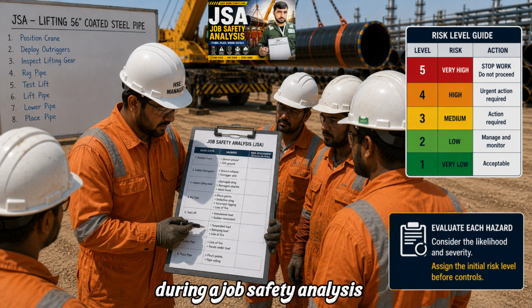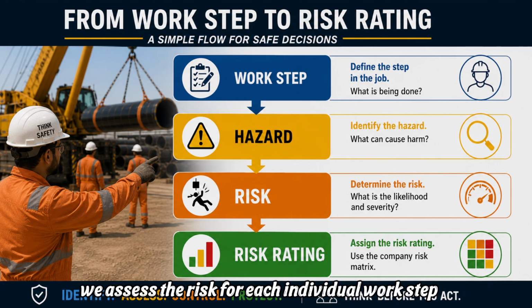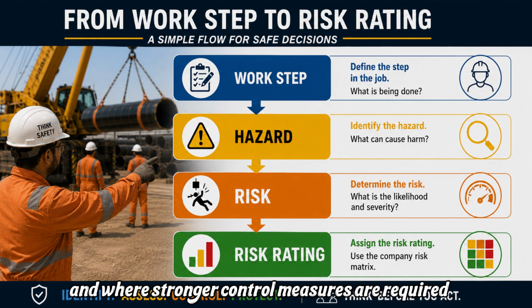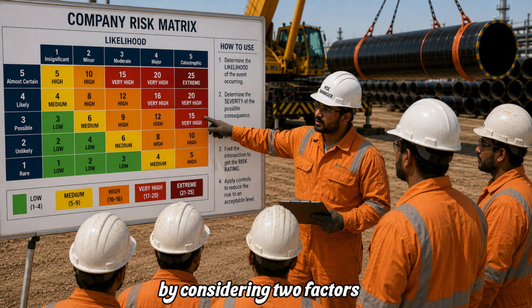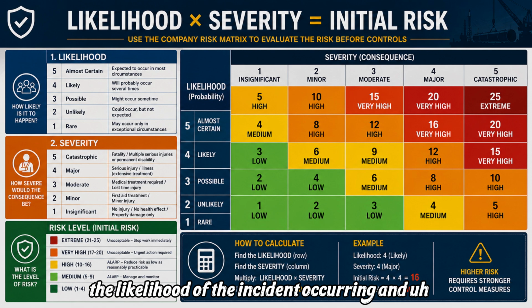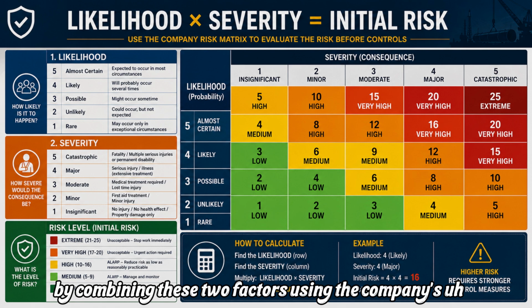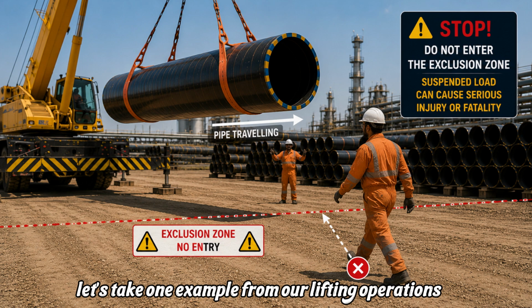During a job safety analysis, we don't assess the overall job. We assess the risk for each individual work step. This helps us understand which activities present the greater danger and where stronger control measures are required. The level of the risk is normally determined by considering two factors: the likelihood of the incident occurring and the severity of the potential consequences. By combining these two factors using the company's approved risk matrix, we can determine the initial risk rating for each hazard. Let's take one example from our lifting operations.